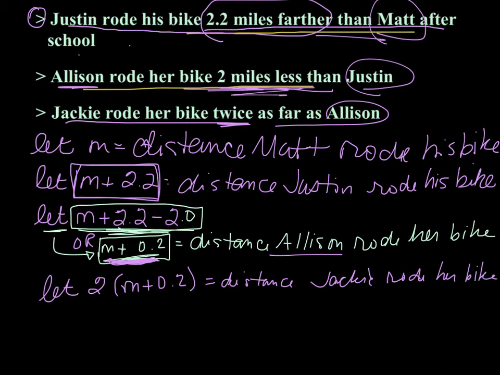So here we are. We've got 4 expressions. We've got M for how far Matt rode his bike. We've got M plus 2.2 for how far Justin rode his bike. Again, you can use either one of these, but I'm going to focus on the one that's more concise, more efficient: M plus 0.2 for Allison, and then 2 times the quantity of M plus 0.2 for how far Jackie rode. Okay, so now we have to substitute in for each of those expressions.